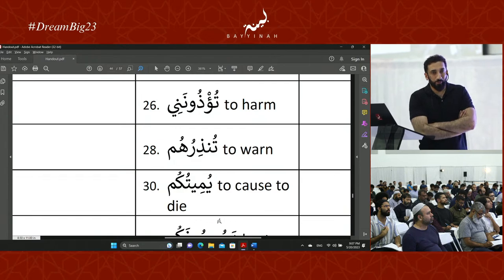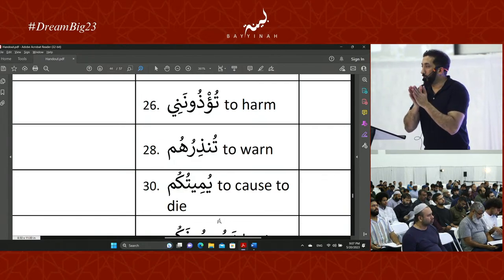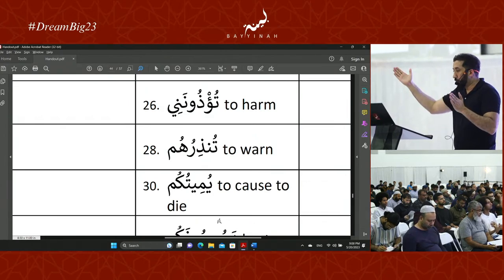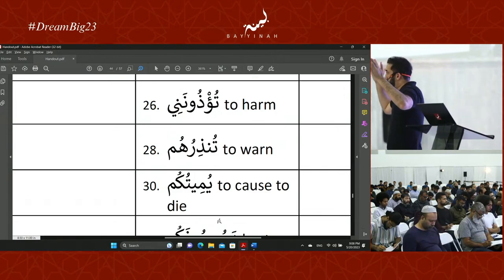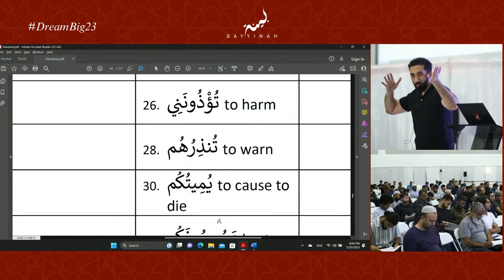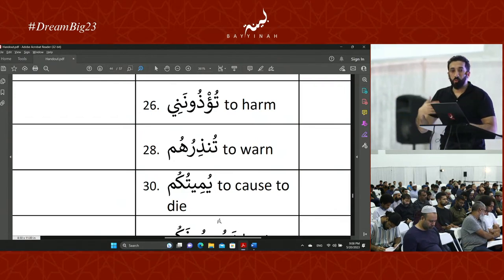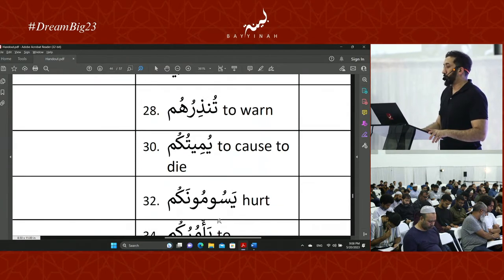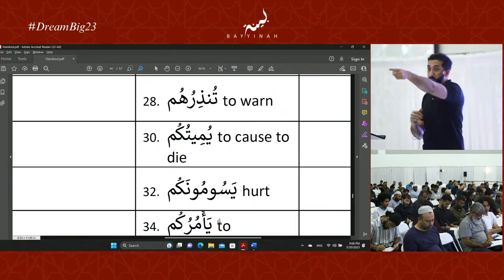Step by step. Step one, ignore what? Meaning what? Ni means what? Means me. Tu'dhuna, ta beginning and what ending? Ta means you. Una makes it... So who hurts who? You all hurt me, or you all harm me. Tunziruhum, who warns who? Who warns who? Yes.